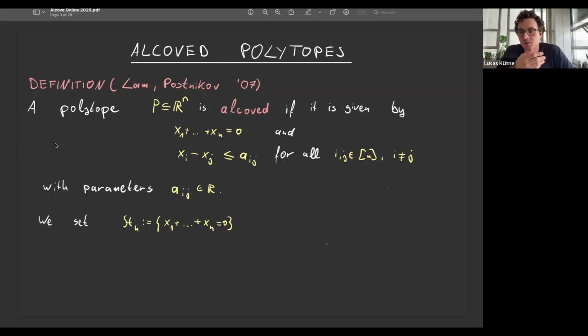So essentially this means that we have a class of polytopes where the main condition is that all facet normals are parallel to the roots e_i minus e_j. And for convenience, I'd like to work in this hyperplane where the sum of the coordinates is 0, and I want to denote this hyperplane by H_n.